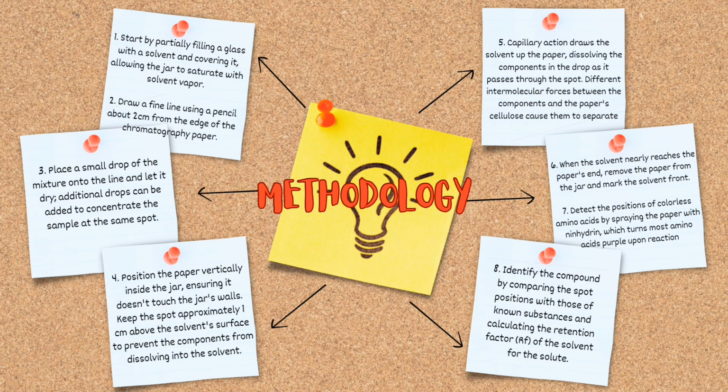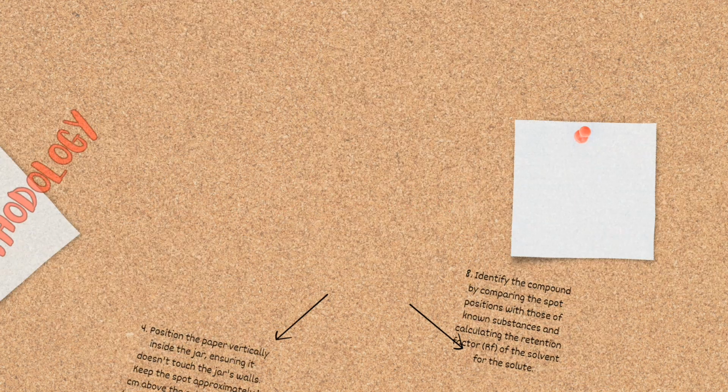remove the paper from the jar and mark the solvent front. 7. Detect the positions of colorless amino acids by spraying the paper with ninhydrin, which turns most amino acids purple upon reaction. And lastly, identify the compound by comparing the spot positions with those of known substances and calculating the retention factor, RF, of the solvent for the solute.